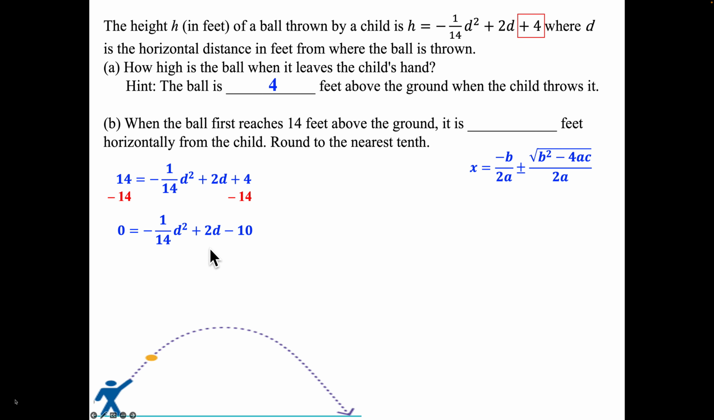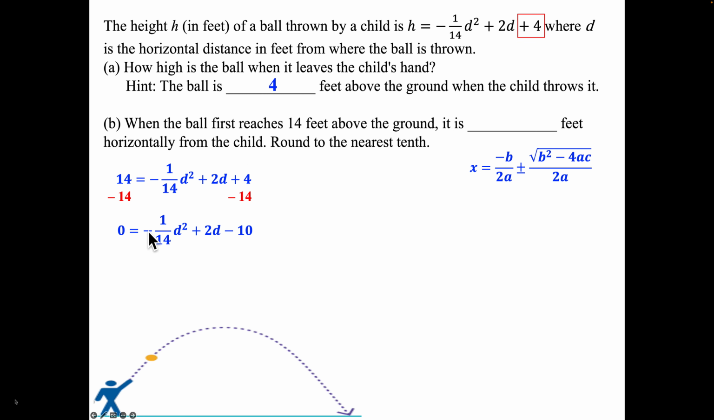Now, this is strictly up to you. It's optional here. I don't like to work with fractions. I like to have my d squared be a positive number. You don't have to, but it's easier to work with. You could go to the quadratic formula and let a equal a negative 1/14, b equal a positive 2, c equals a negative 10, but then you're going to be putting a fraction down here in the denominator of a fraction.